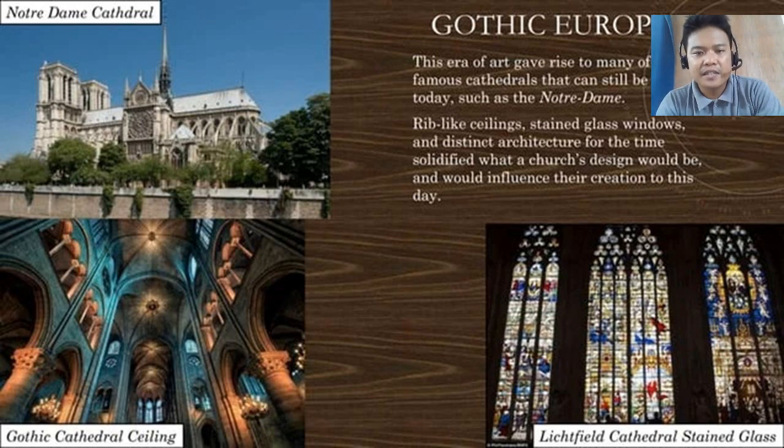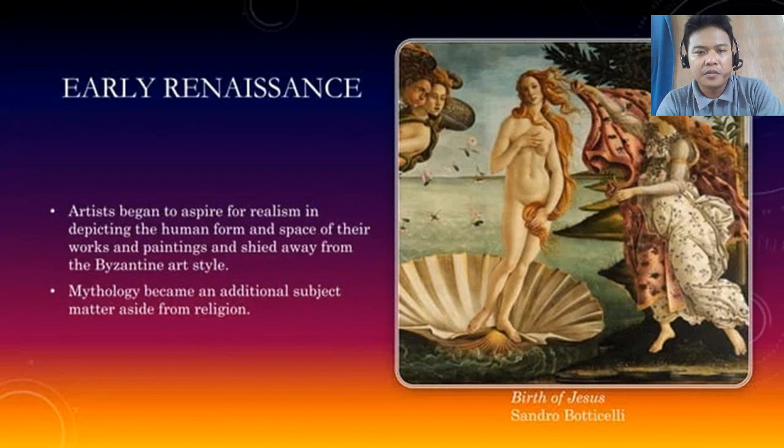Next is the early Renaissance. In the early Renaissance, the artists began to aspire for realism. From Christian art, they moved to realism, trying to depict the human form, just like what the Aegean art did. They also have this depiction of space. Mythology became an additional subject matter aside from religion, just like here.